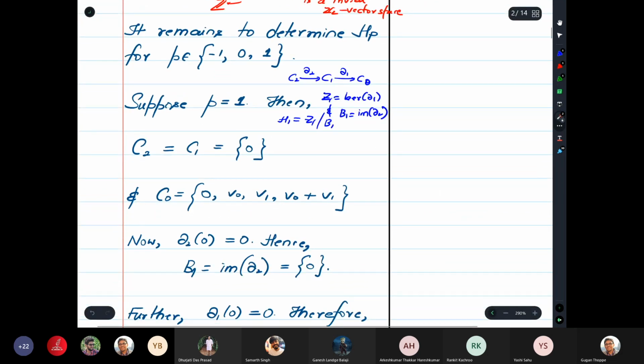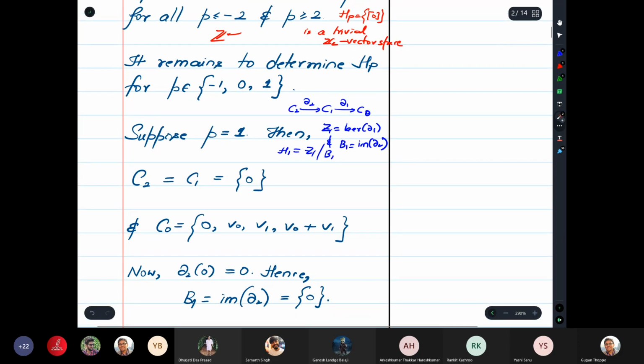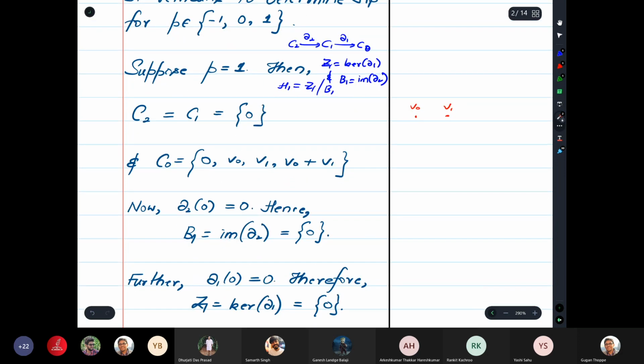The next thing we observe is that C0 is the vector space made up of these four elements: 0, V0, V1, V0 plus V1, right? So these are the different zero chains that are present in the given simplicial complex. These are the different vertices in this simplicial complex. So using this you can construct these different zero chains.